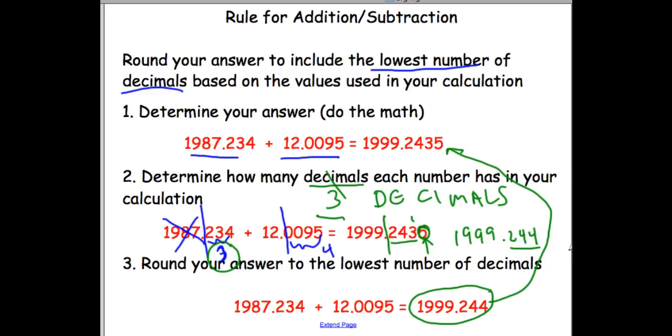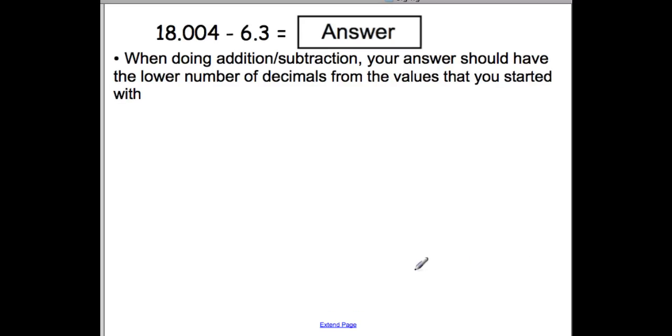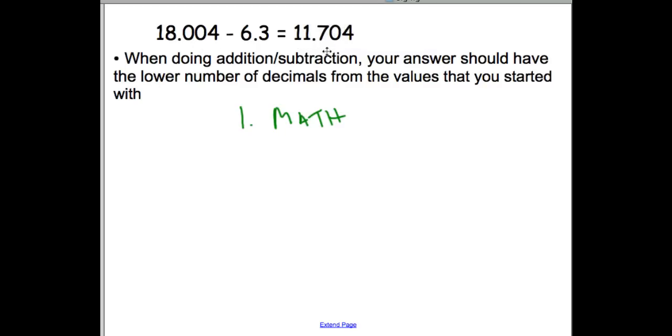Let's take a look at another example. Here's a subtraction one for you, right? Again, our first step, so step number 1 was do the math. So plug this into your calculator, right? I've already done the math for us. When I do 18.004 minus 6.3, I get 11.704.